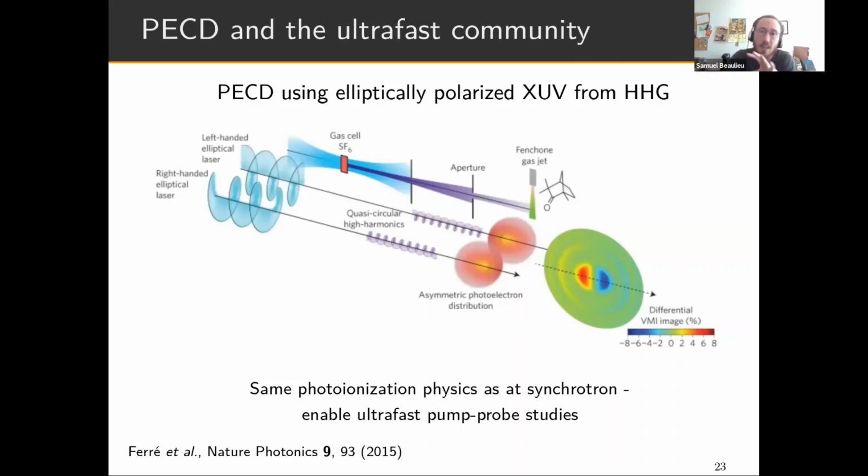And this allowed people to measure PECD from a gas jet of fenchone molecules using ultrafast XUV pulses. And this single photon PECD measurement covers exactly the same physics as anything that I've talked about at synchrotrons, but with the perspective of performing ultrafast pump-probe studies thanks to the very short duration of these XUV pulses. So that is the first breakthrough that brought this topic to the attention of the field.